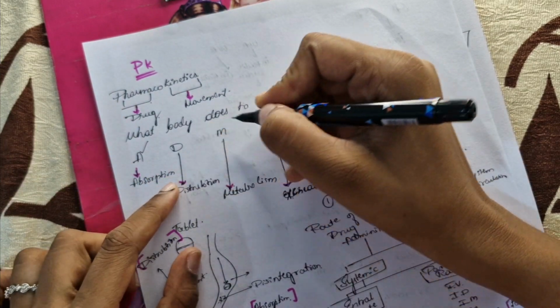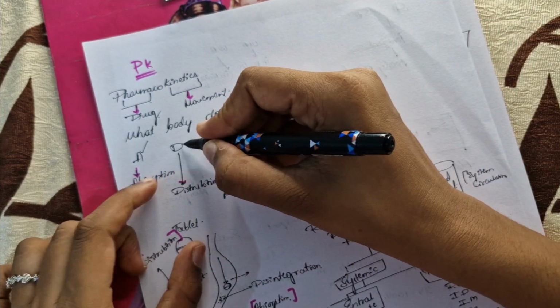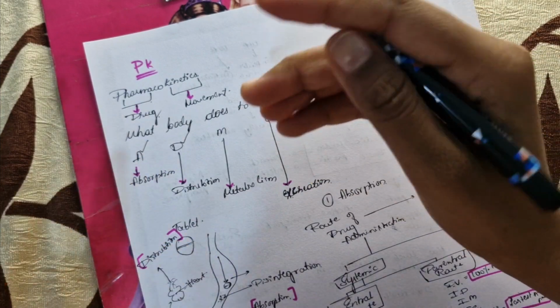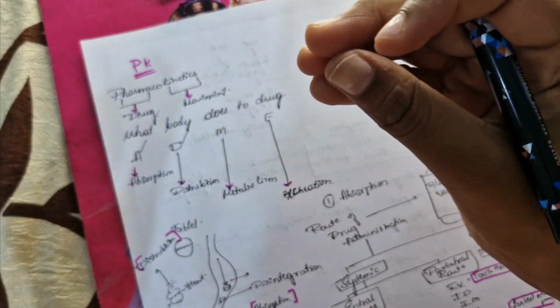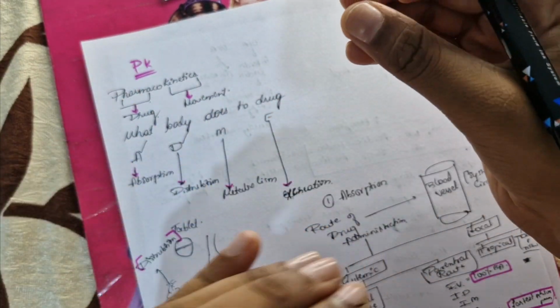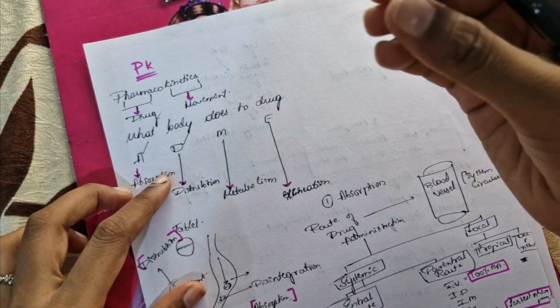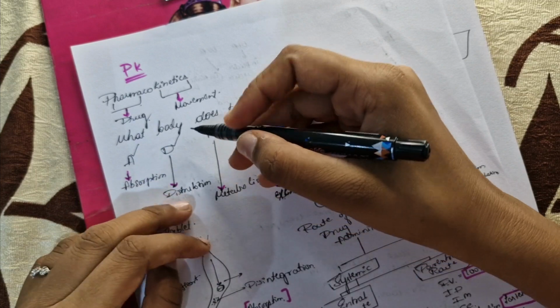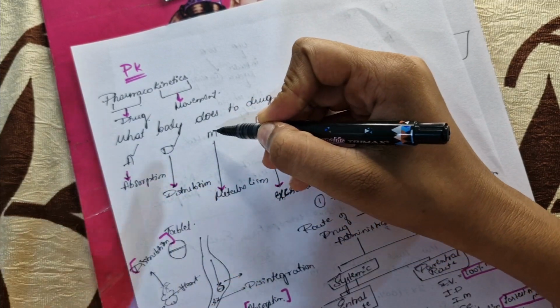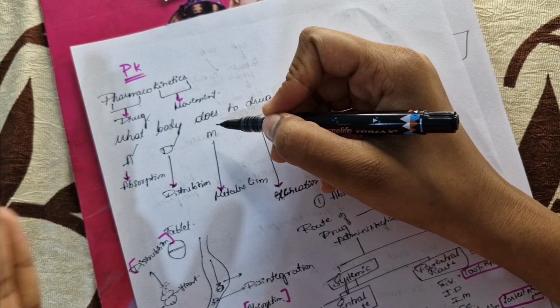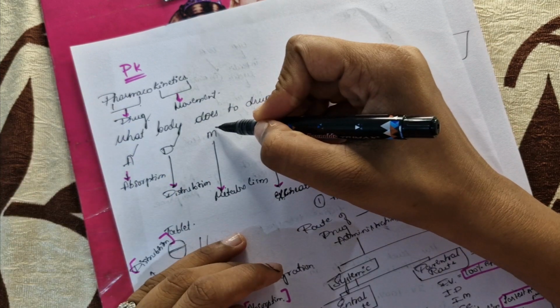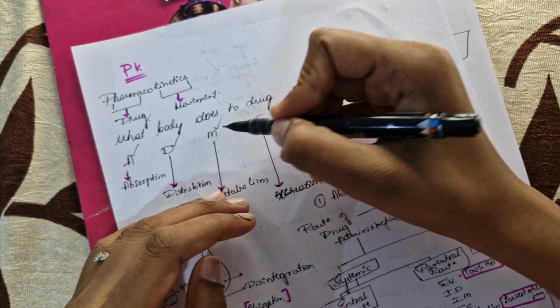It absorbs the drug from the GIT, the GI tract, into the systemic circulation. This is absorption. From the systemic circulation, it goes into the heart. From there, it is distributed to the various tissues. So this is distribution. Then metabolism takes place in the liver or in the GI tract. There will be metabolism. Finally, it has to be excreted.